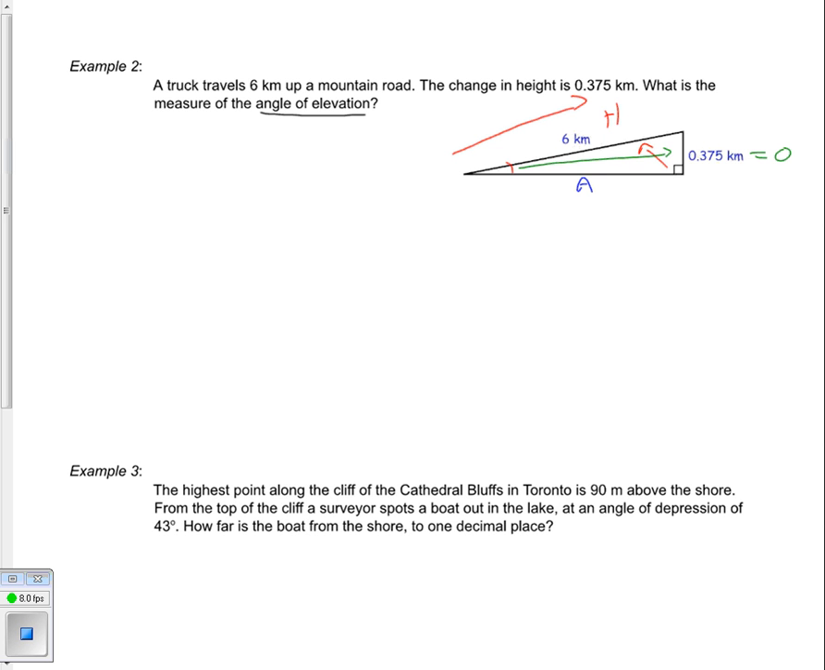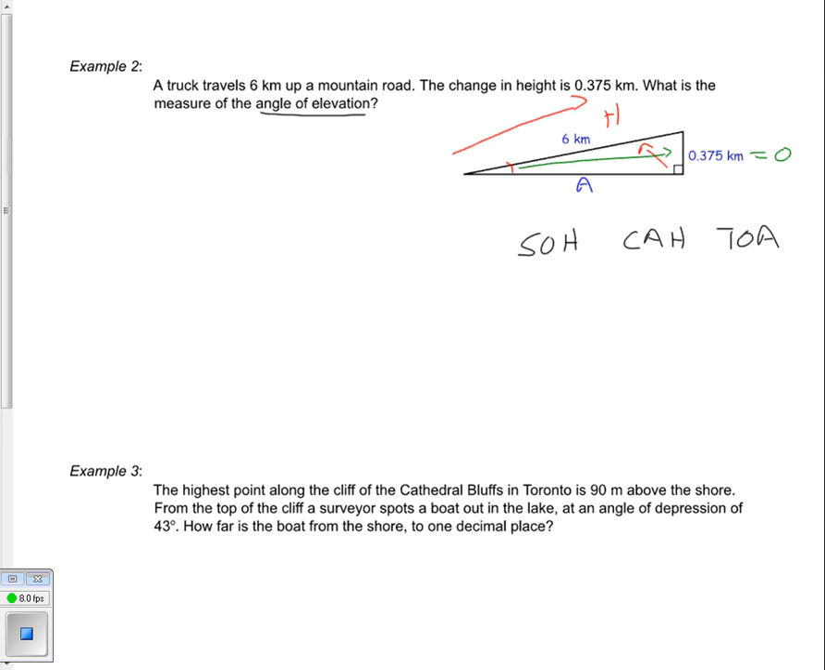So we know that as the truck is driving up the hill, it's moving 6 kilometers up, and it's moving at an angle of elevation. Okay, so I would draw a truck, but that would frankly just embarrass me. So we want to figure out which ratio we need to solve with. So again, we're going to write out our SOHCAHTOA.